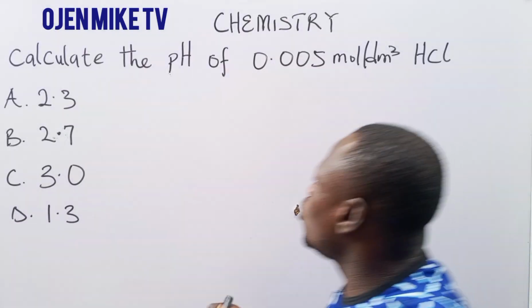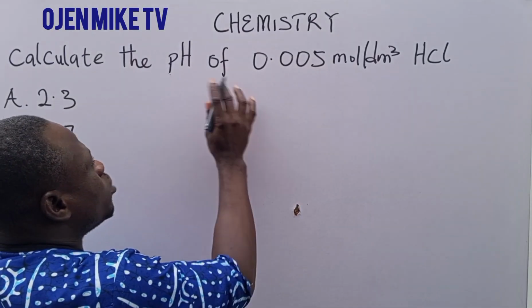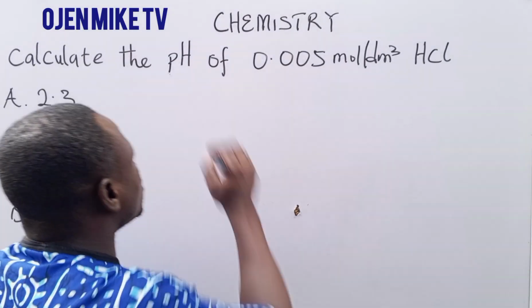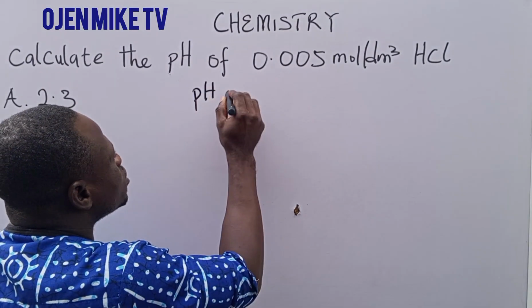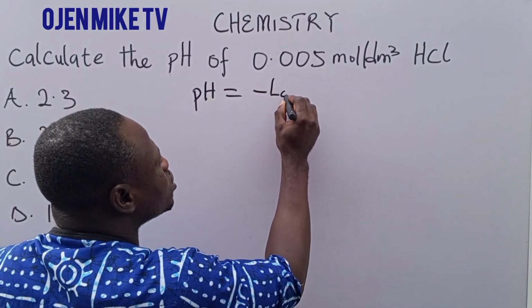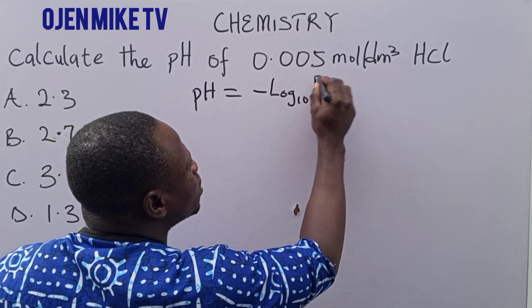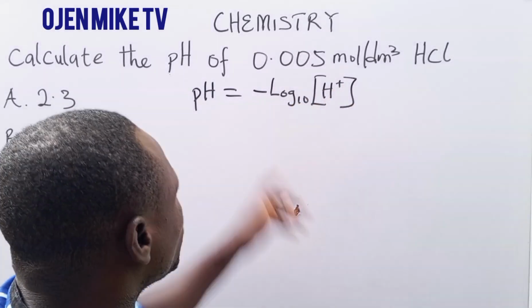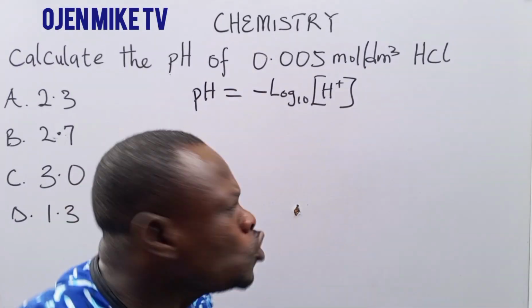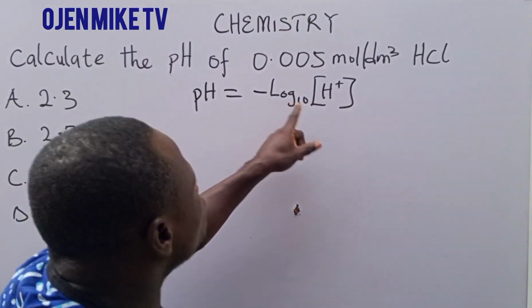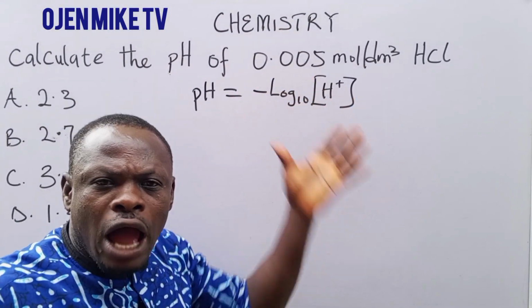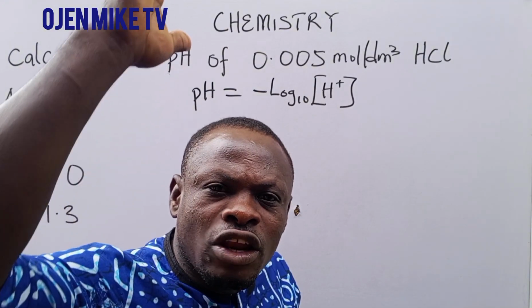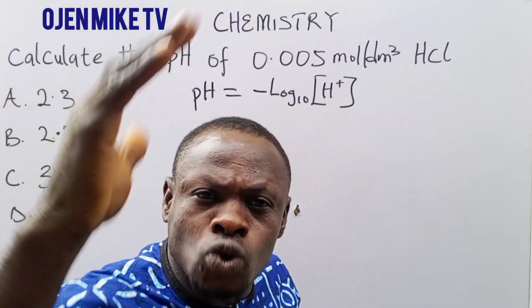Now remember, log. Remember, pH is equal to negative logarithm, base 10, of the hydrogen ion concentration. This is the formula of pH. Now for you to solve a problem like this without using this formula, what are you going to do? You have to first of all identify the log numbers of 1 to 10.